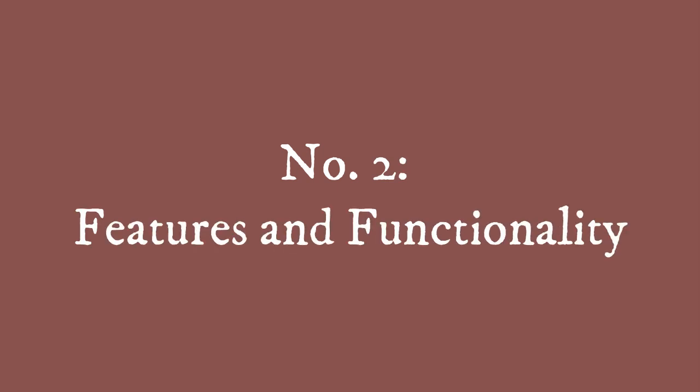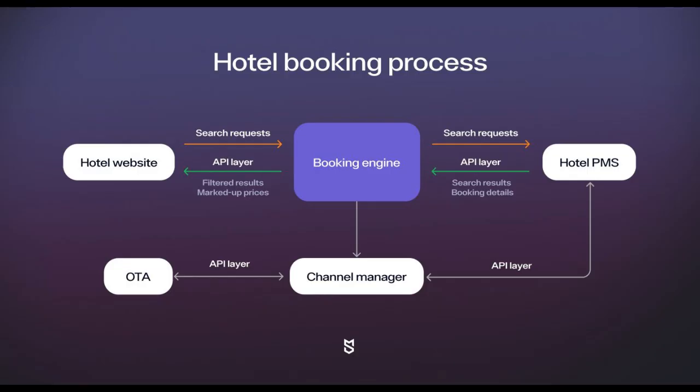Number 2, features and functionality. An app like OYO needs essential features such as user registration, booking management, payment integration, and reviews. The complexity of these features significantly influences development costs.